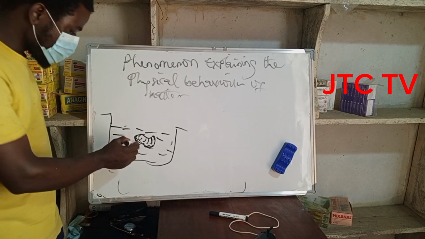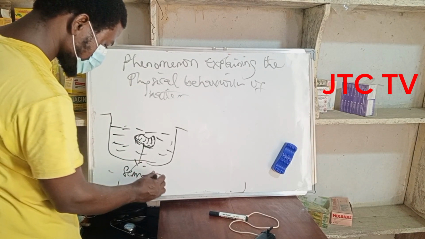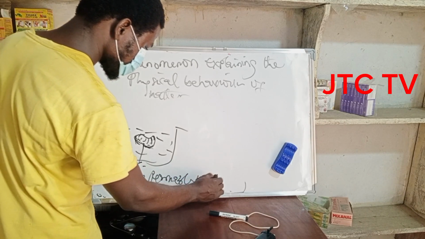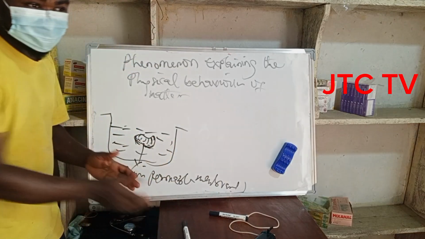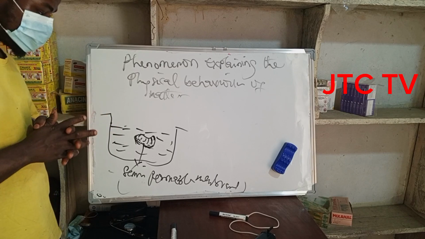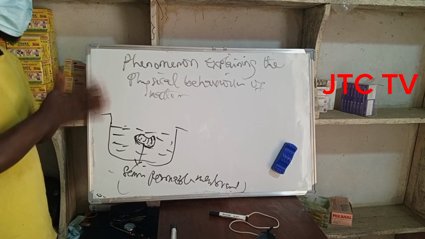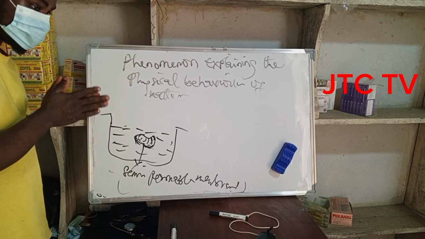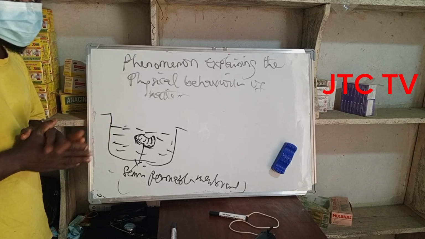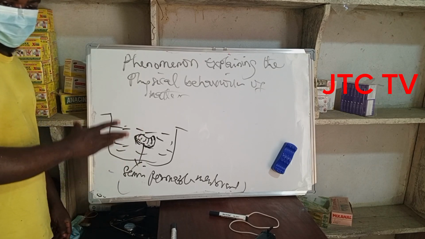When this water passes through the membrane of this bean seed into the bean, it is referred to as what? Osmosis. This membrane is called a semi-permeable membrane because it allows water to pass through it. That's the reason why it is being called a semi-permeable membrane. So osmosis refers to the movement of water molecules. It's a special case of diffusion from a region of higher concentration to a region of lower concentration through a semi-permeable membrane. That's what osmosis is all about.